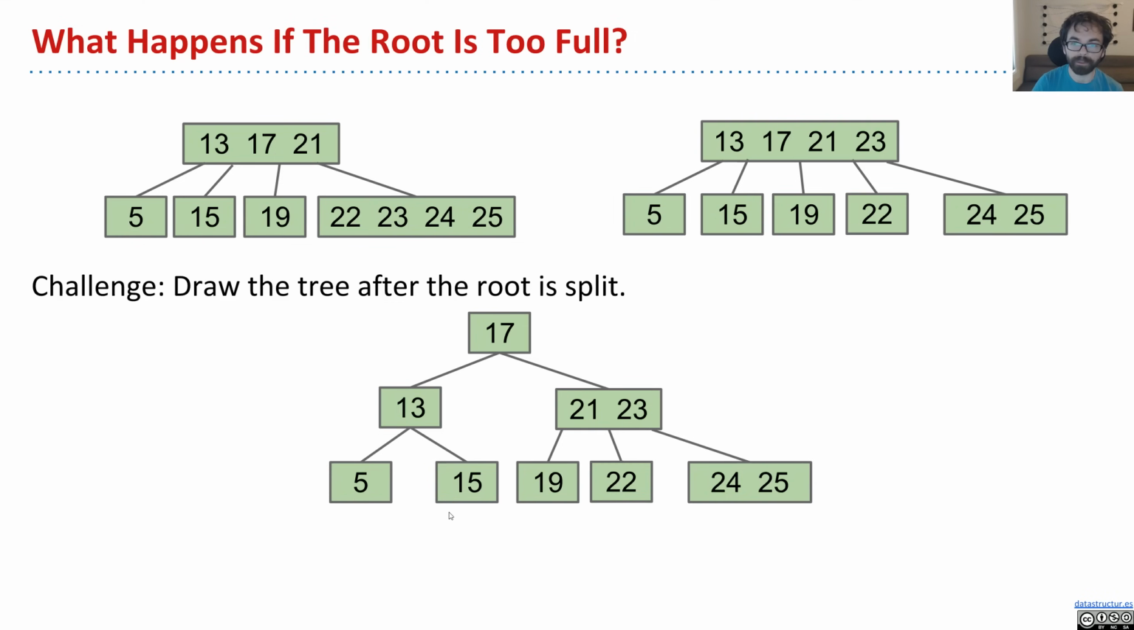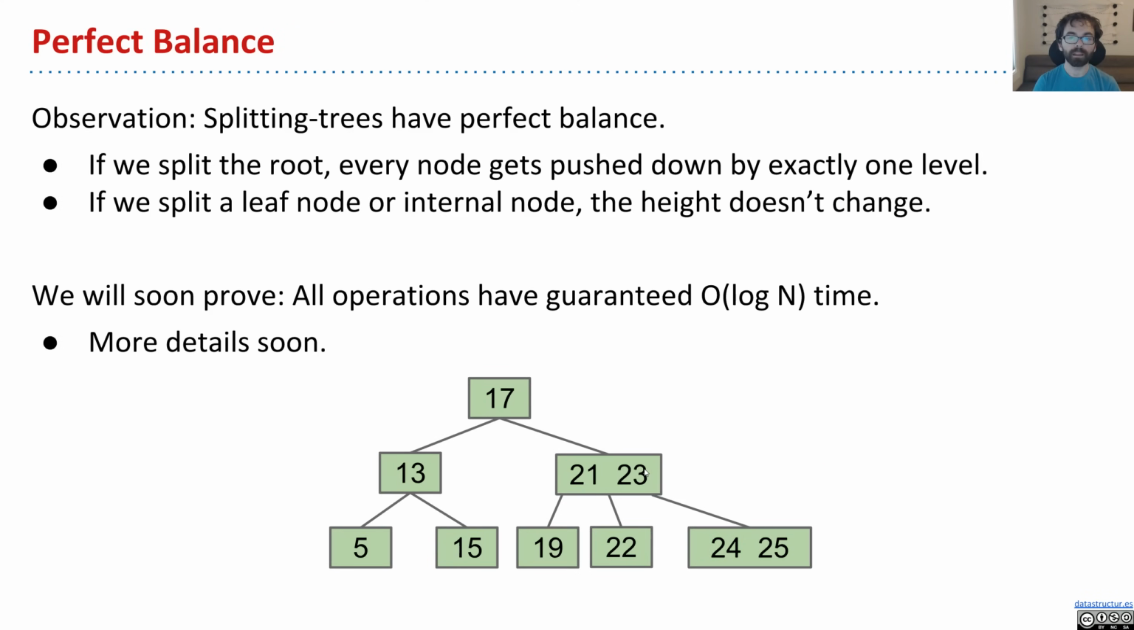And that will always happen, because what has occurred is I've taken an item from the old root, pulled it up, and then the two remaining items are left behind. And so we end up now with a tree where every single one of our leaves was pushed down exactly one level. Now, if we split a leaf node, or we split an internal node, the height doesn't change. So in this way, we ensure that our tree has perfect balance. And as a result, we can show that all operations complete in guaranteed log n time.